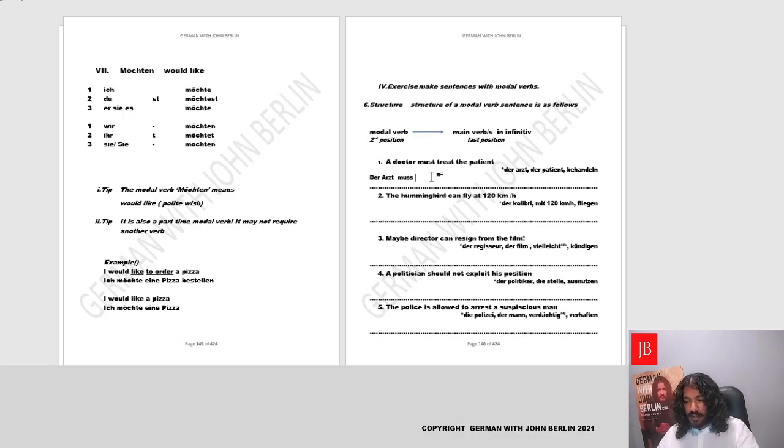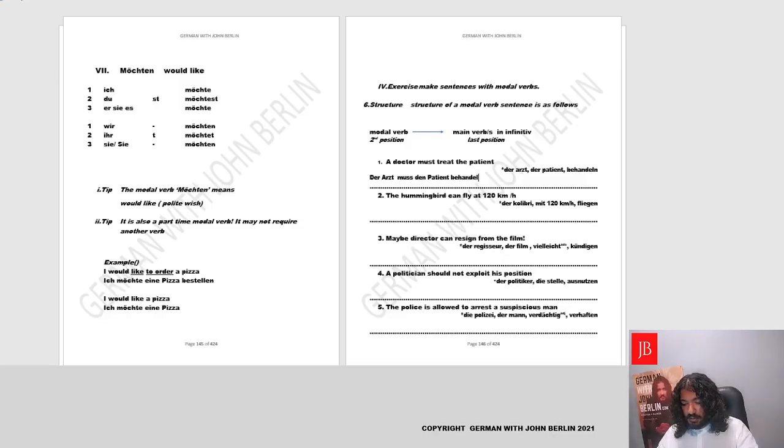So you go to the definite article, accusative column, and you find that patient is masculine. So that will be den. Yes, den, die, das, die. So we'll write den Patient. And the verb to treat is behandeln. So we'll write it in the end, behandeln.